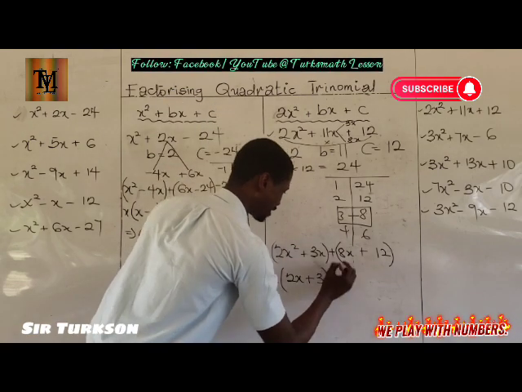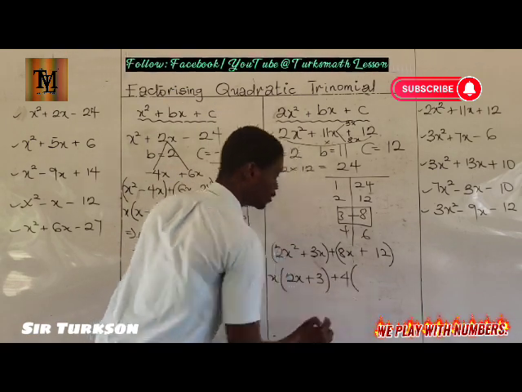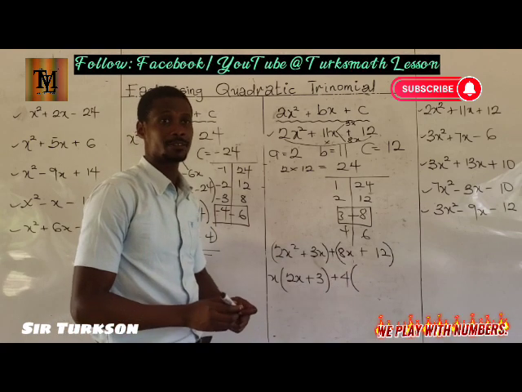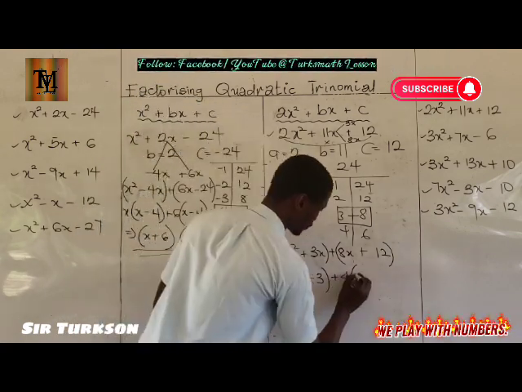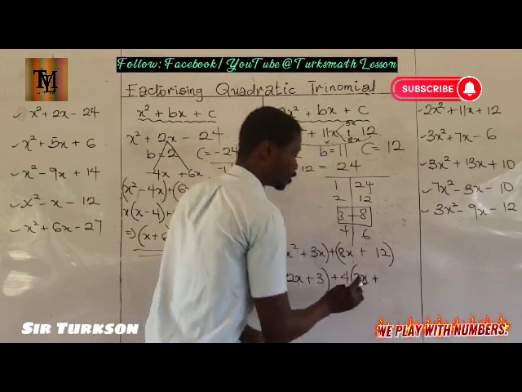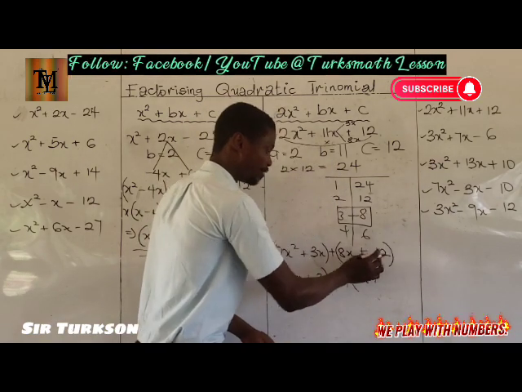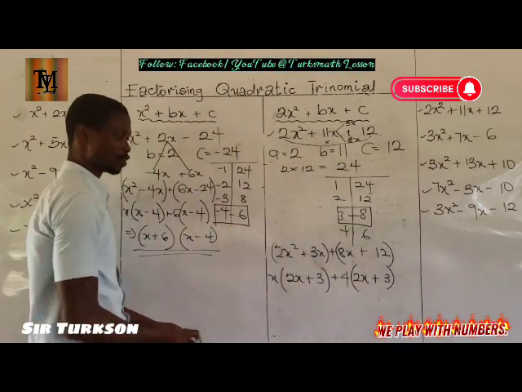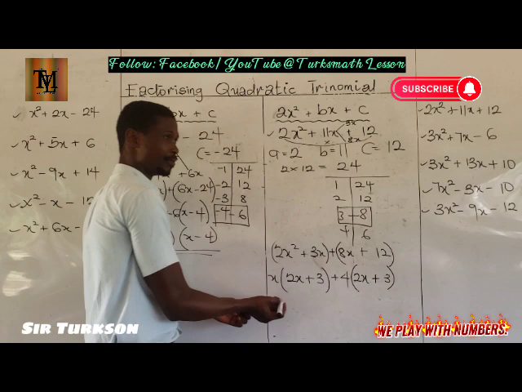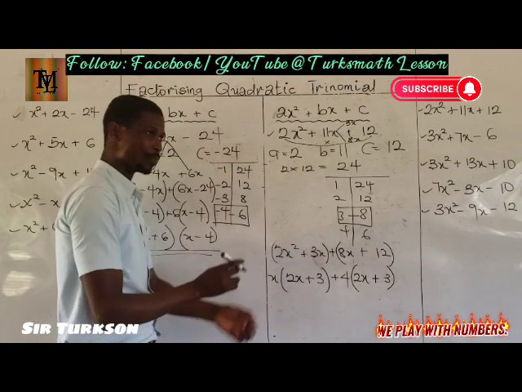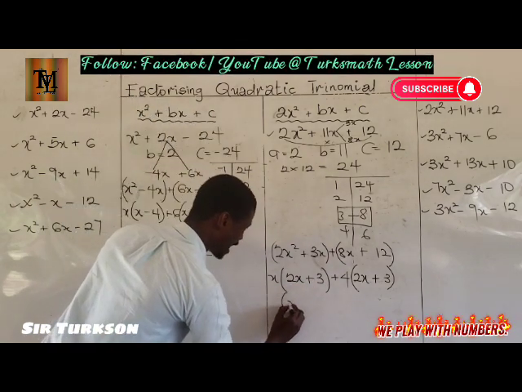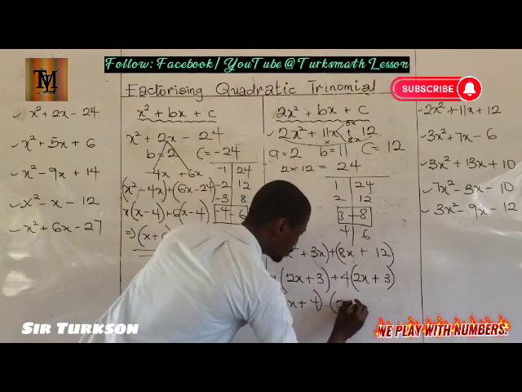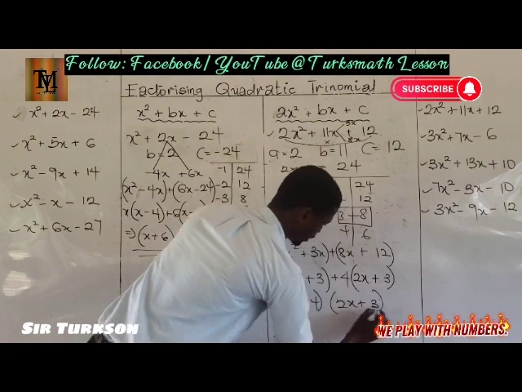Now what's the common factor here? The common factor here is 4. Very good. Now 8x divided by 4 will give us 2x plus 3. That means 12 divided by 4 will give us 3. Very good. You put the ones outside the bracket into one bracket, isn't it? We're going to have x plus 4 and 2x plus 3.